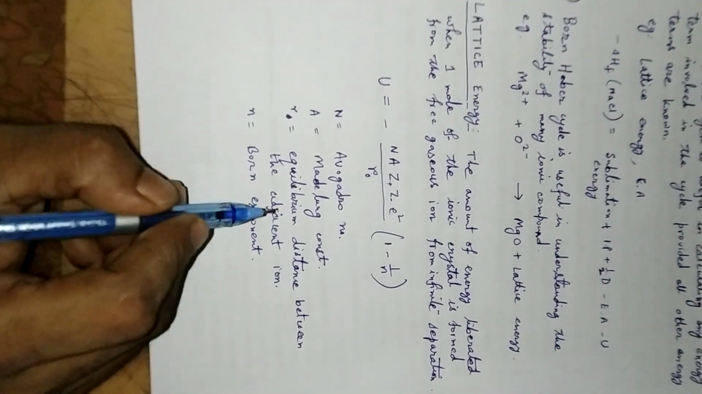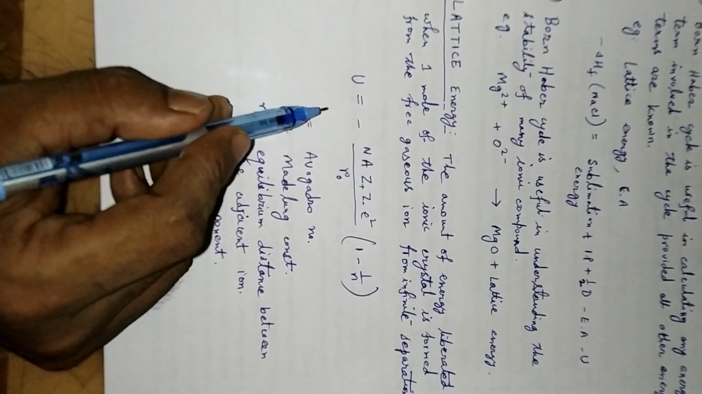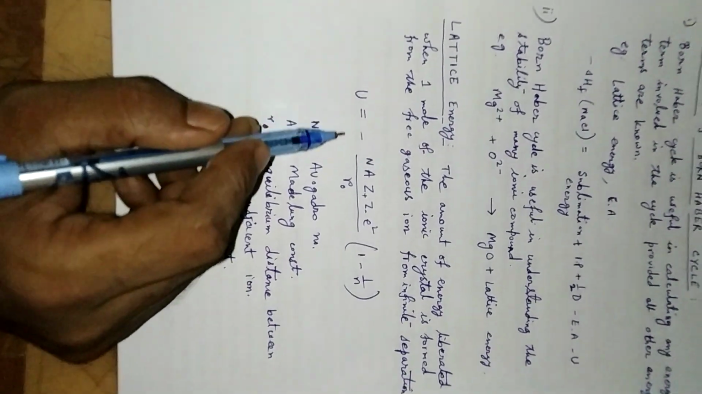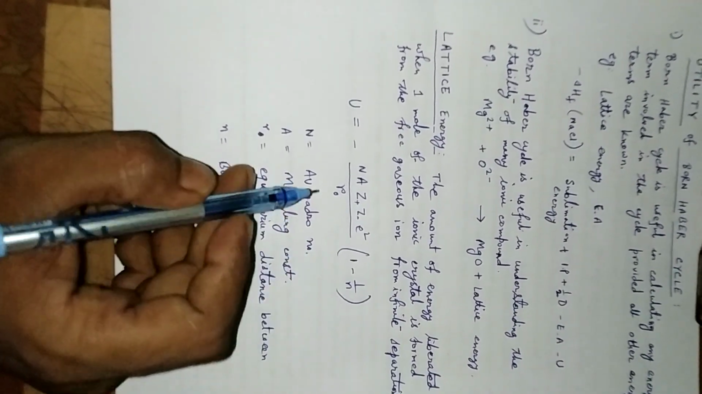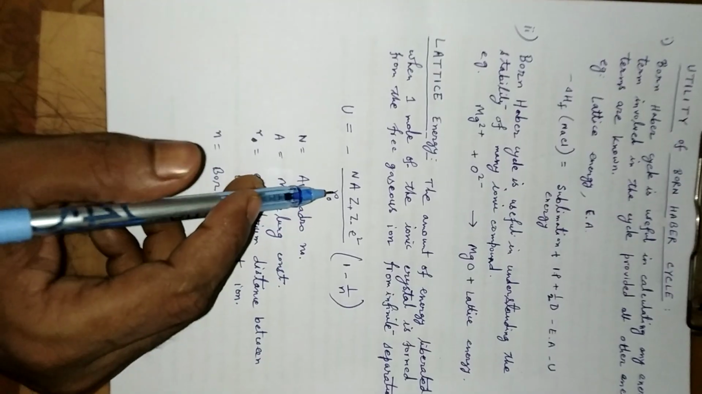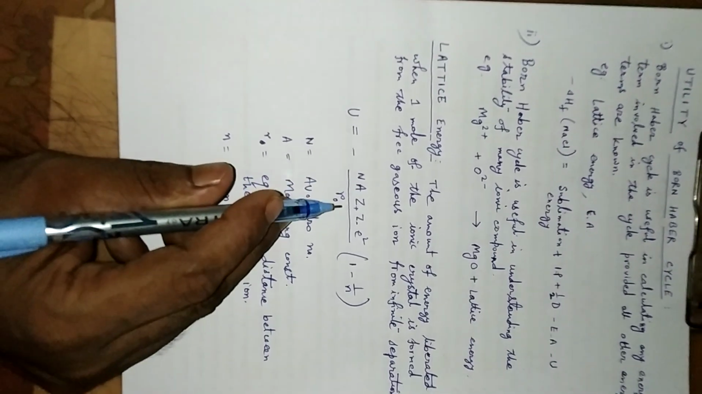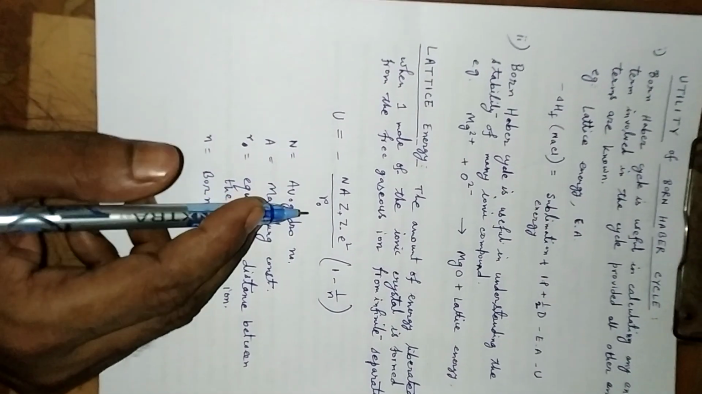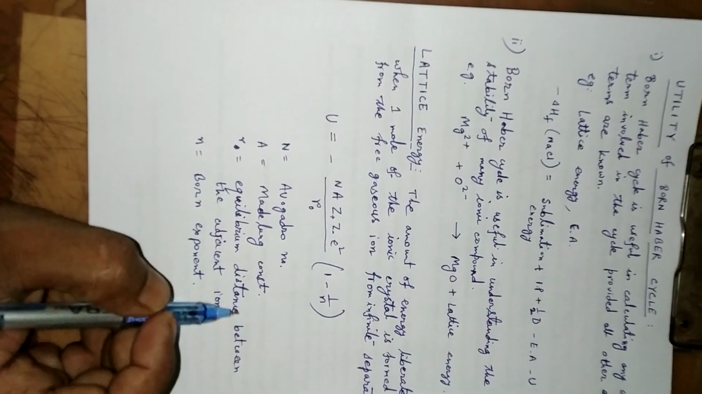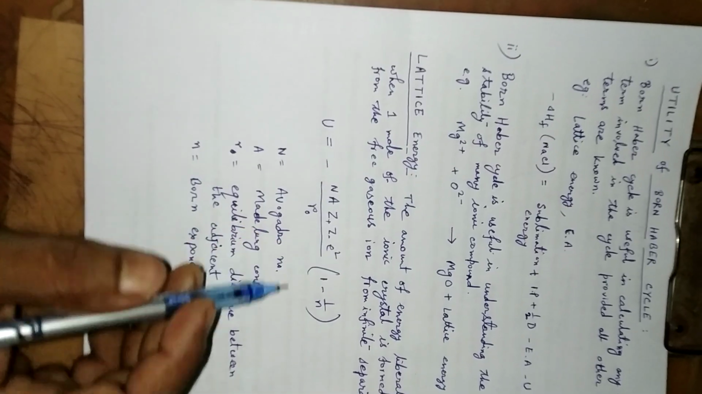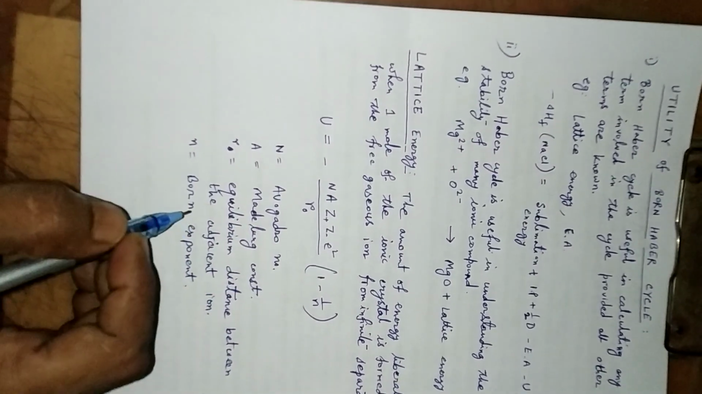So here in the equation of lattice energy, U equal to minus N A Z plus Z minus e square by R0 into 1 minus 1 by n: N is Avogadro number, A is Madelung constant, Z plus Z minus is the charge of the cation and anion, R0 is the equilibrium distance between the adjacent ions, e is the electronic charge, and n is the Born exponent.